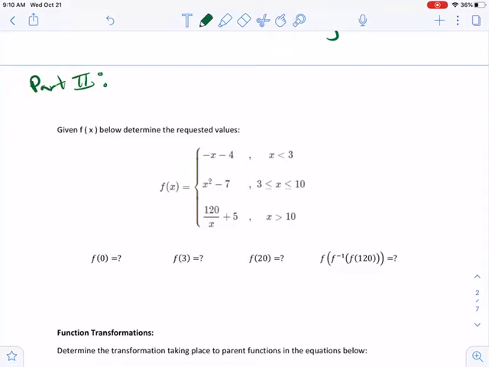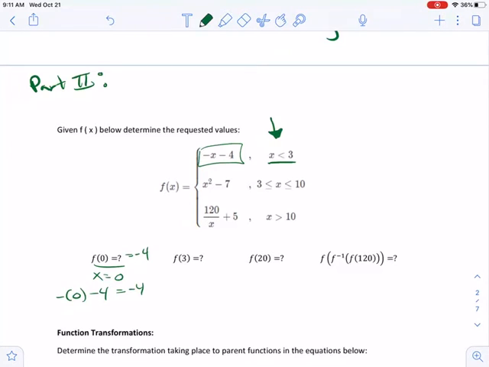A piecewise function has multiple different expressions because we expect this graph to be represented by different lines, and depending on our domains is when we're going to use certain functions. So here I'm trying to figure out, what is this function going to equal if x equals 0? I'm going to use this equation because x is less than 3. So this would be negative 0 minus 4, which just equals negative 4. And that is my answer to this.